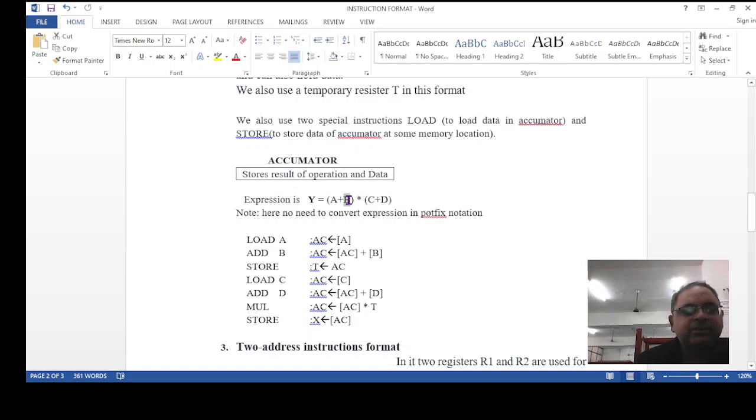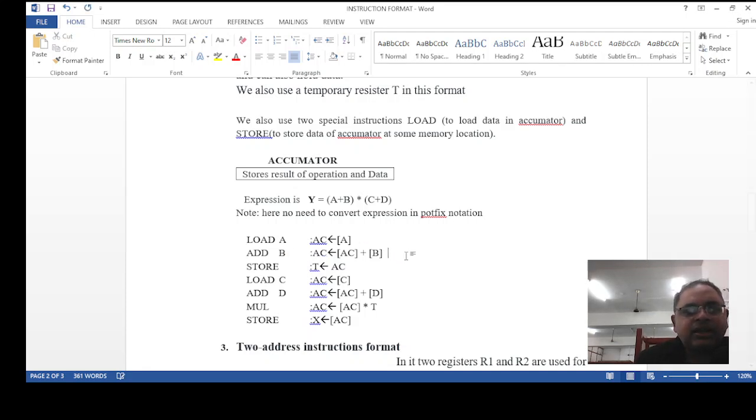To evaluate a plus b, we have loaded the accumulator. We have loaded a. Load a. What will load a do? Load a will store a into the accumulator AC. AC is representing the accumulator. After that, the instruction add b is given. Now this is the main point. When you write the answers, this is the tricky point.